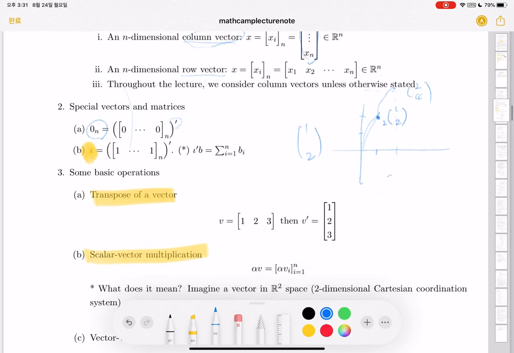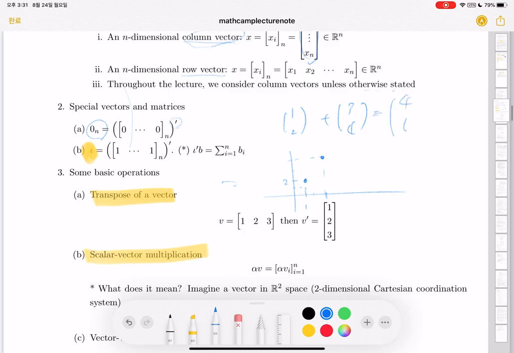You can add two vectors. So the addition of, say, 1, 2 and 3, 4: this vector is 1 and 2, and this vector is 3 and 4. So if you add these two, you get 4, 6.